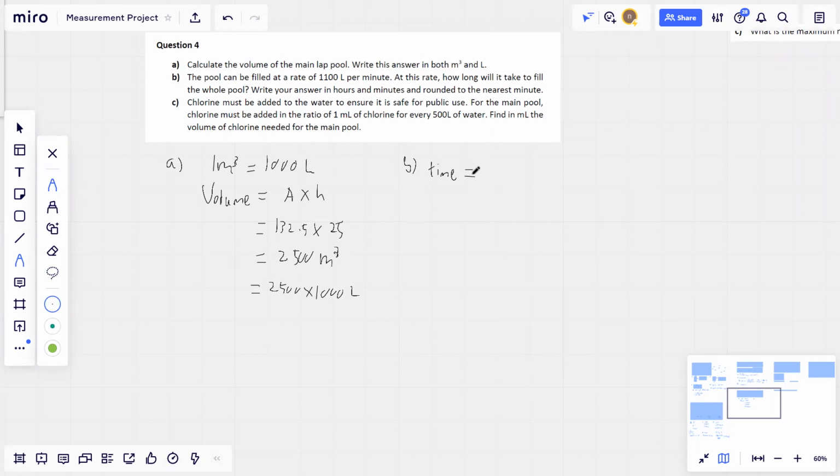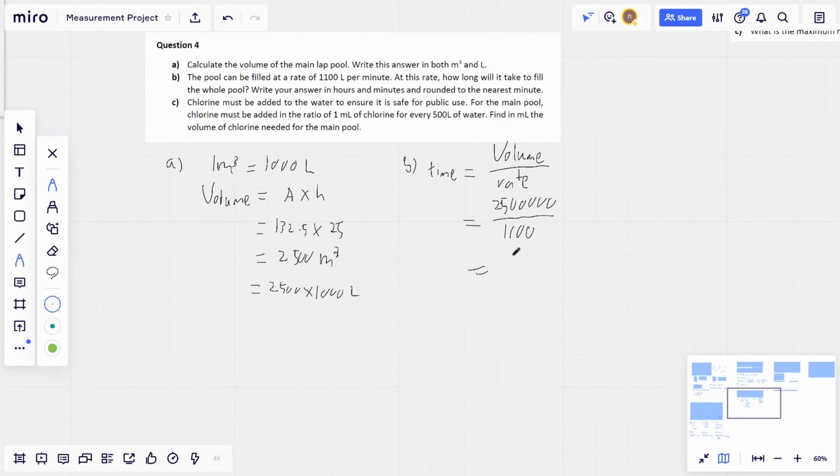equals the total volume divided by the rate. The total volume is this one. For example, if it's 1,000,000, I'm not too sure, this is not the correct answer, I just give you one example, divided by the rate, 1,100. So you can work out the time by yourself.